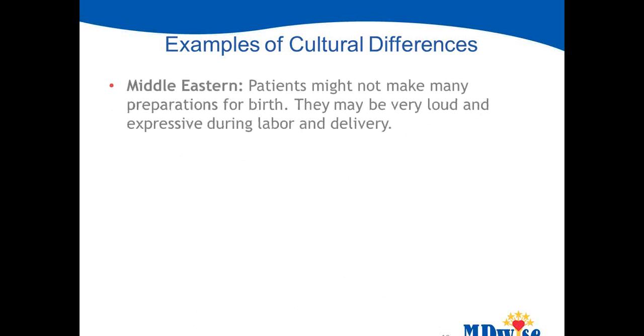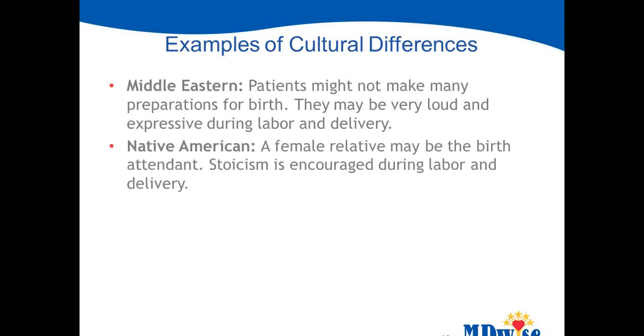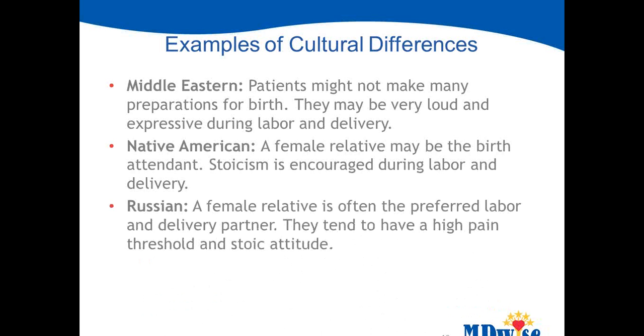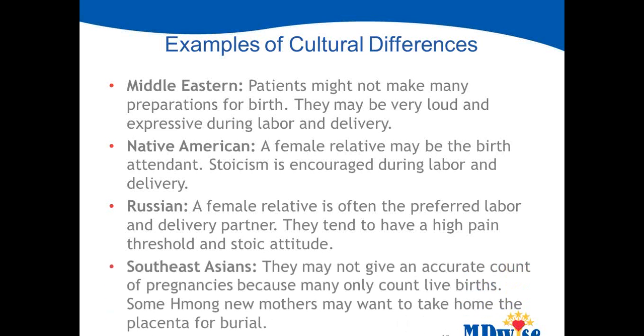Other examples. Middle Eastern. Patients might not make many preparations for birth. They may be very loud and expressive during labor and delivery. Native American. A female relative may be the birth attendant. Stoicism is encouraged during labor and delivery. Russian. A female relative is often the preferred labor and delivery partner. They tend to have a high pain threshold and stoic attitude. Southeast Asians. They may not give an accurate count of pregnancies because many only count live births. Some Hmong new mothers may want to take home the placenta for burial.